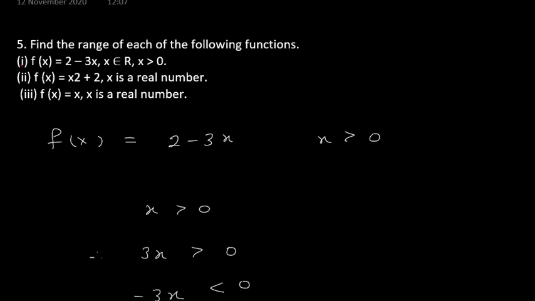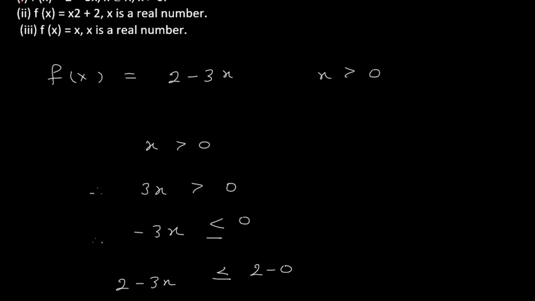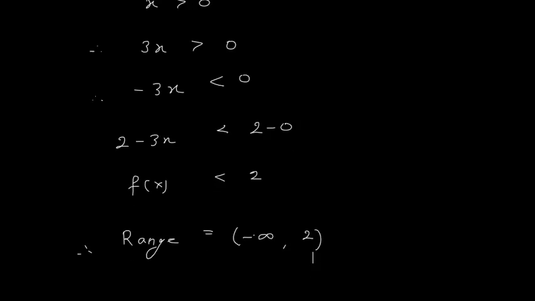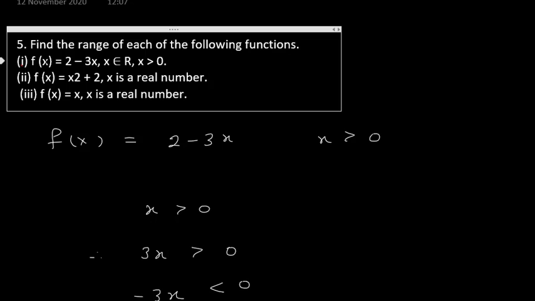I have to find the range. So when x is 0, but x is greater than 0, it is never equal to 0. When it is equal to 0, then I will get 2. So where I have written less than or equal to, this is not correct, it is only less than. So as it is only less than 2, I will not use this bracket, I will use this bracket. Sometimes you also get confused like this. So the range is minus infinity to 2. Any value between minus infinity and 2 we will get in this first case when x is greater than 0 and x is a real number.